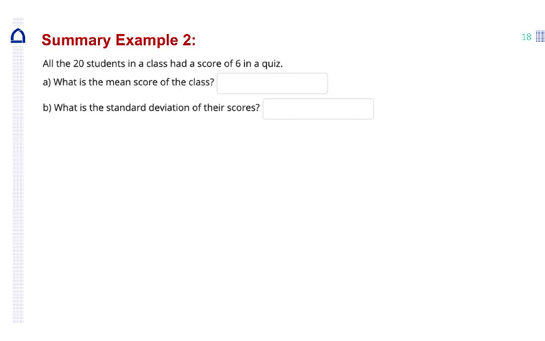Okay, here is another example, and as you first look at it, you might think we don't have enough information, but we do. So let's look at what it says. It says all 20 students in a class had a score of 6 on a quiz. That means every single student had the same exact score.